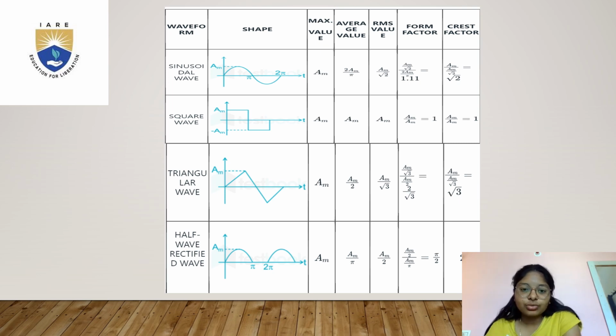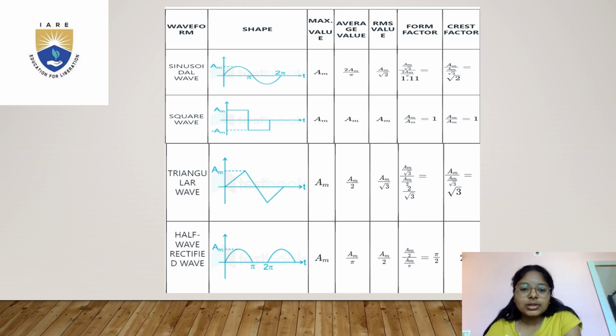The sinusoidal wave shape is like this, as appearing in this slide. The maximum value is Am, the average value is 2Am by pi, and the RMS value is Am by root 2. The form factor value is Am by root 2 divided by 2Am by pi, which is equal to 1.11. And the crest factor is Am by root 2 divided by Am, we get Am cancelled and the final answer is root 2.